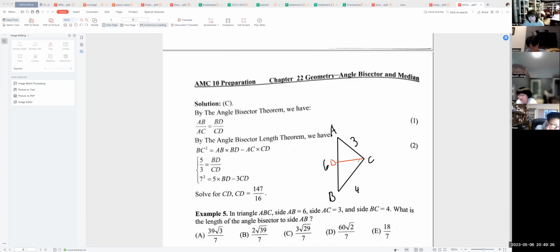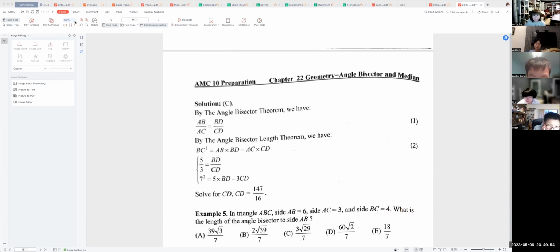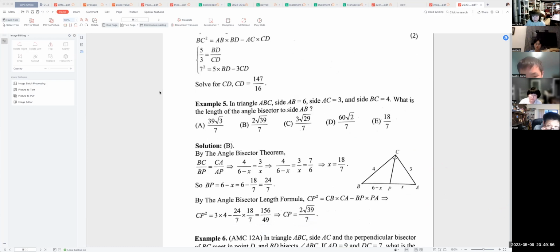Is it exactly the same as the previous problem? OK, we won't go over it again. We still use AC to AD equals CB to BD, right? So that is the first one. And the second one, CD squared equals AC times CB minus AD times BD, right? We still use this formula, we won't do it again. So let's take a look at the next one.